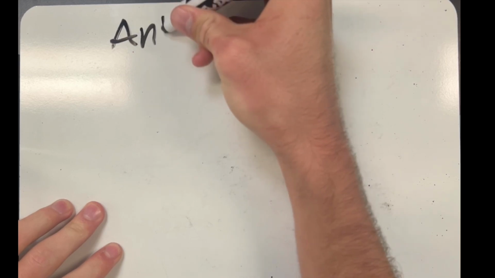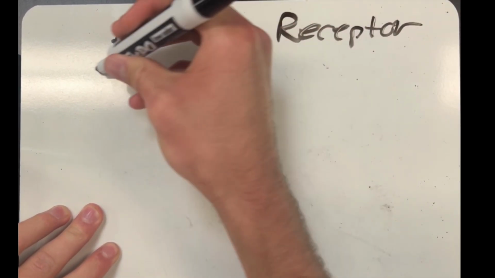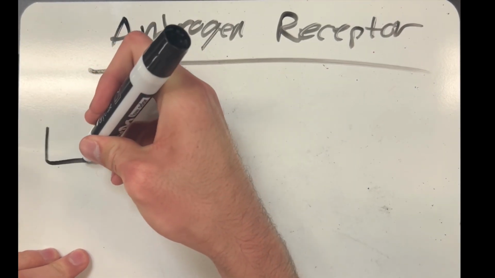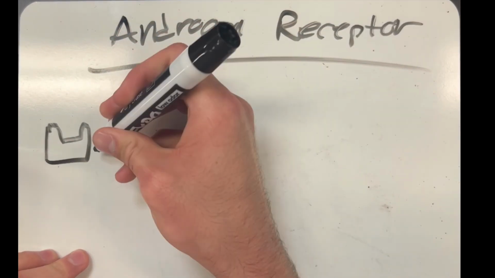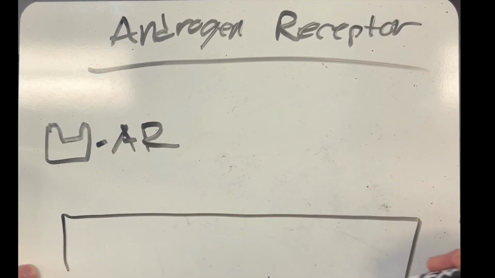Now we'll be talking about the androgen receptor. The androgen receptor acts as the binding site and transport molecule for testosterone. The gene for the androgen receptor protein is found on the X chromosome. The androgen receptor is able to carry out its function due to its structure that consists of three domains. These domains are the N-terminal domain, DNA binding domain, and ligand binding domain.